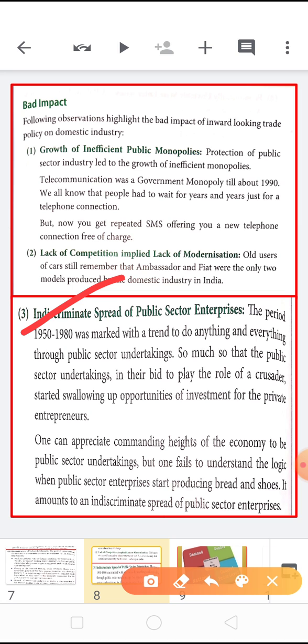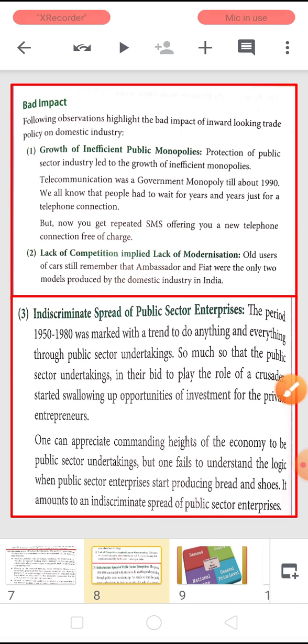So, children, in this indiscriminate spread of public sector enterprises, they produced such goods as bread and shoes, which could easily have been left to the private sector enterprises, which implies indiscriminate and irrational use of public resources and swelling of opportunities of investment from the private enterprises. So these are all the bad impacts of inward looking trade strategies.